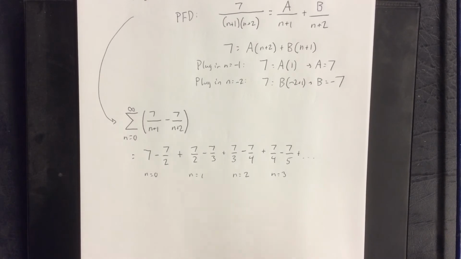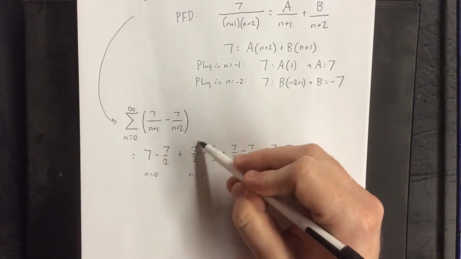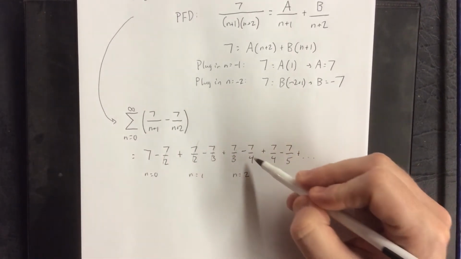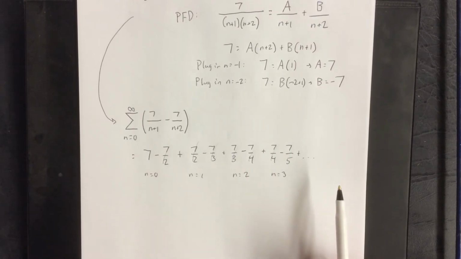So what tends to happen is the second term that we get cancels with the first term of the next value of n, and we see the 7 thirds will cancel, the 7 fourths will cancel. Basically, everything will cancel with something later on.